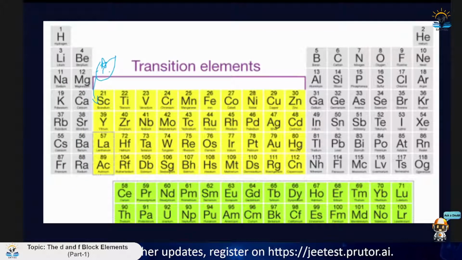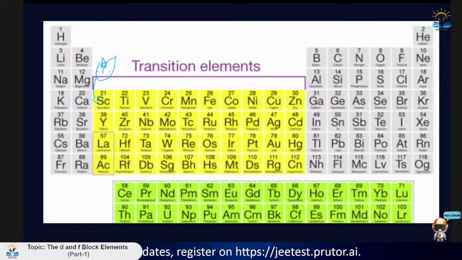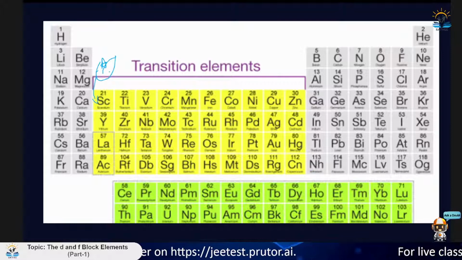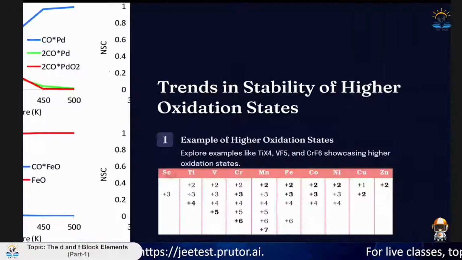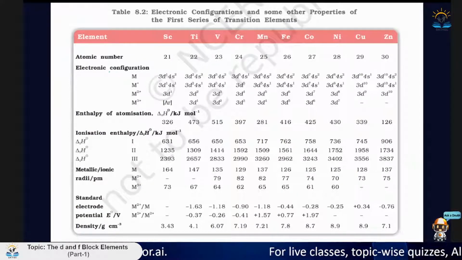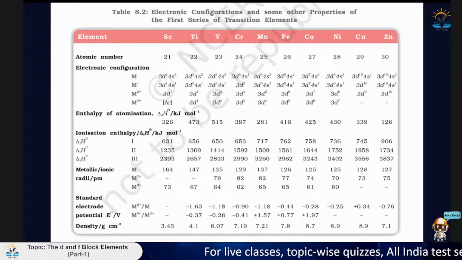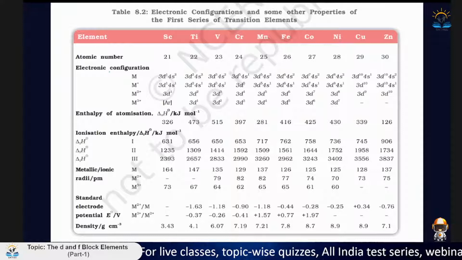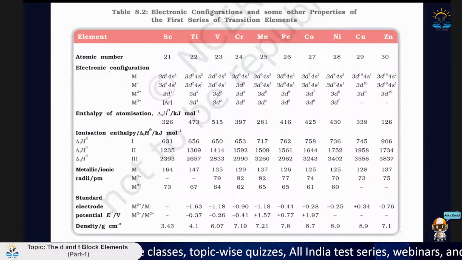Because for every single thing that we are going to talk about, we will use the 3D and the 4D series. So quickly, let's go to one of these slides where I want to talk about the 3D series that we will actually use to talk about the transition elements. Now, this picture has been taken from your NCERT, and hence we are just going to use this.